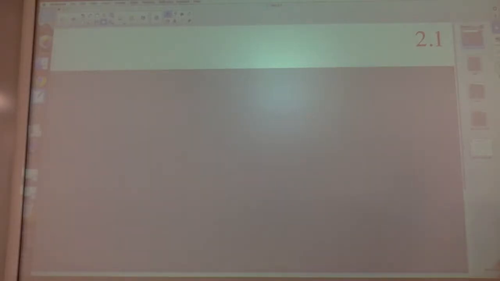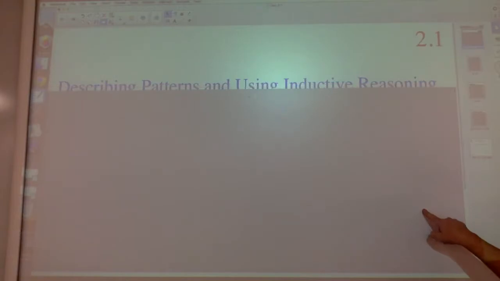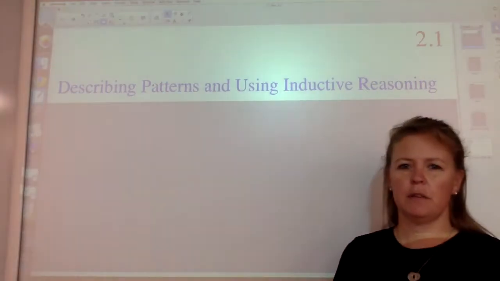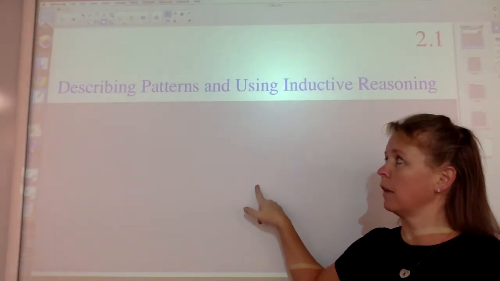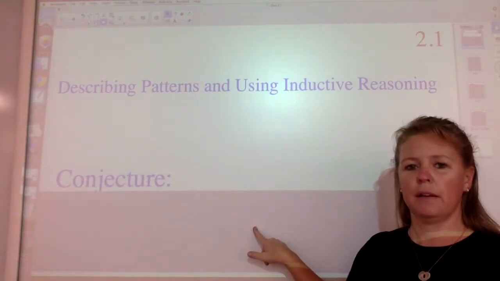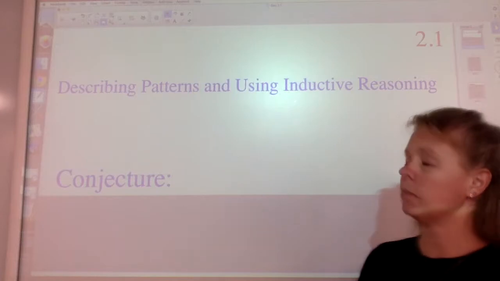Here's your notes for section 2.1, the start of the chapter. We are going to be describing patterns and using inductive reasoning. I have a feeling this is stuff that you've seen before and that is relatively easy to catch on to, especially some of you who like to find patterns, some more than others.